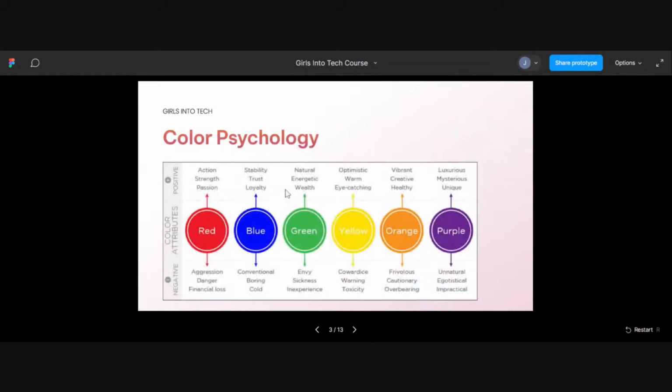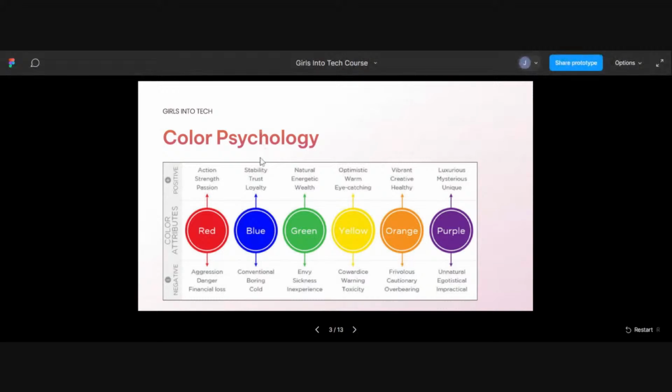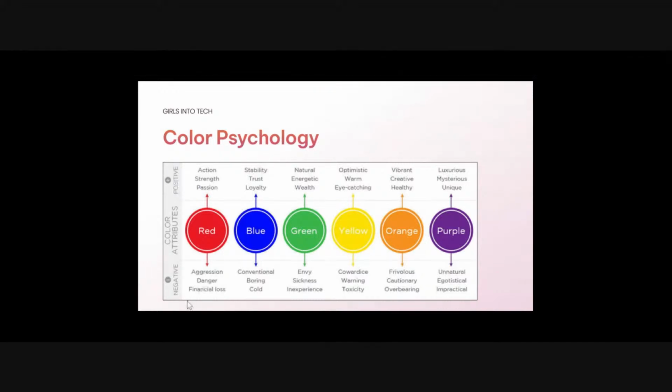So we look at these colors and what they actually stand for, right? We have the positive and the negative. So we have red, which means action, strength, passion, right? It could also mean aggression, danger, and financial loss. You can see that in graphs, right? You can see danger in your stop sign or maybe a wet floor sign, any sign that actually depicts danger.